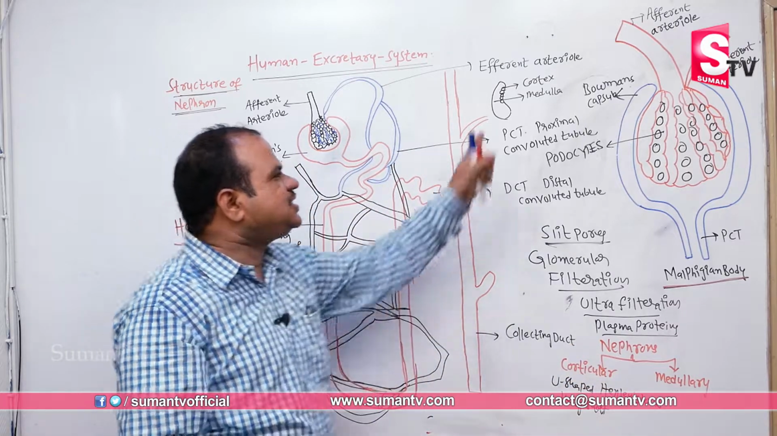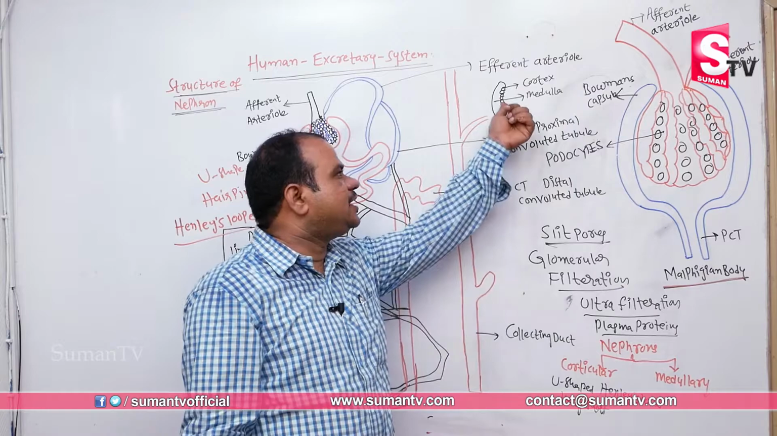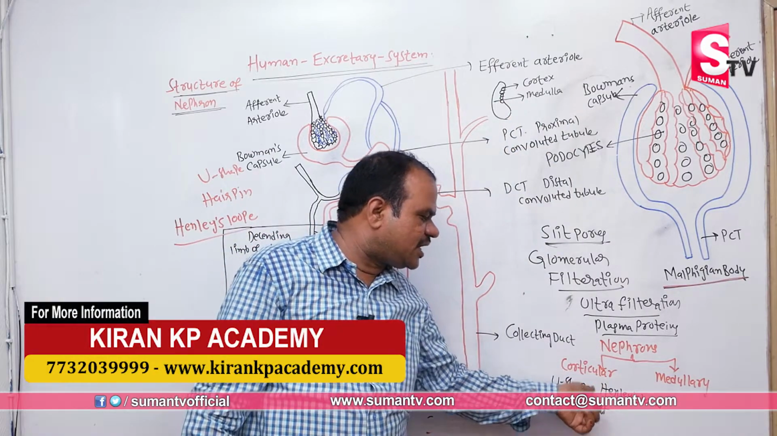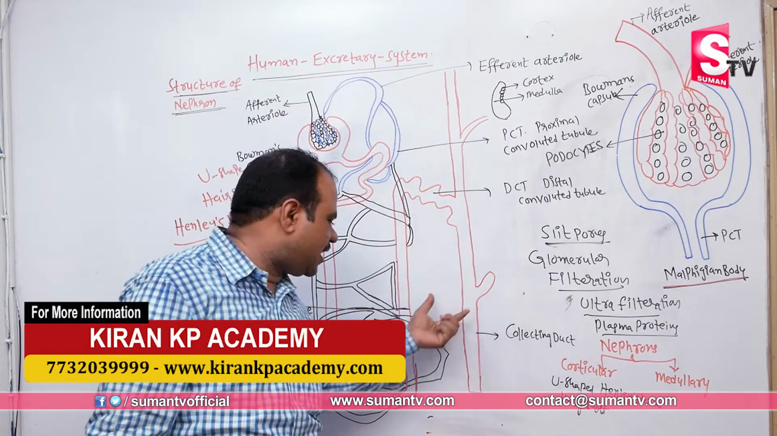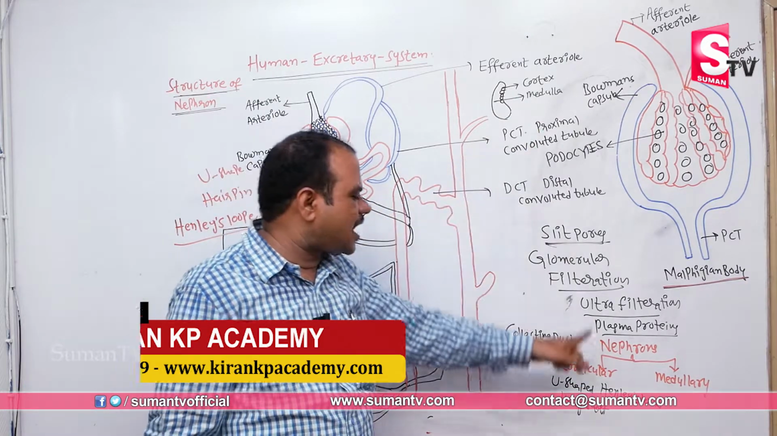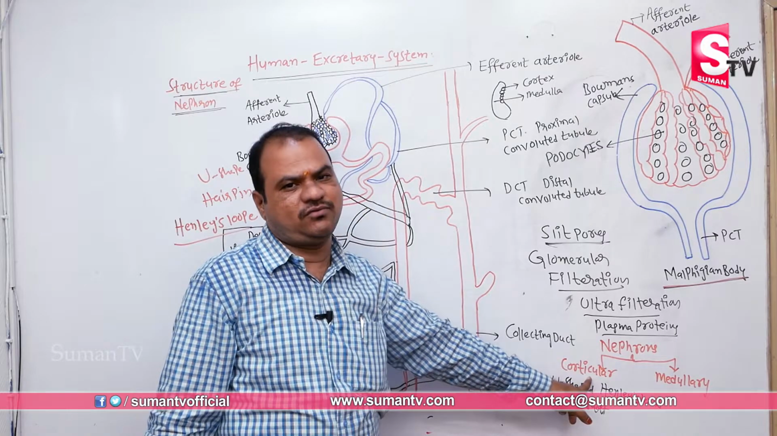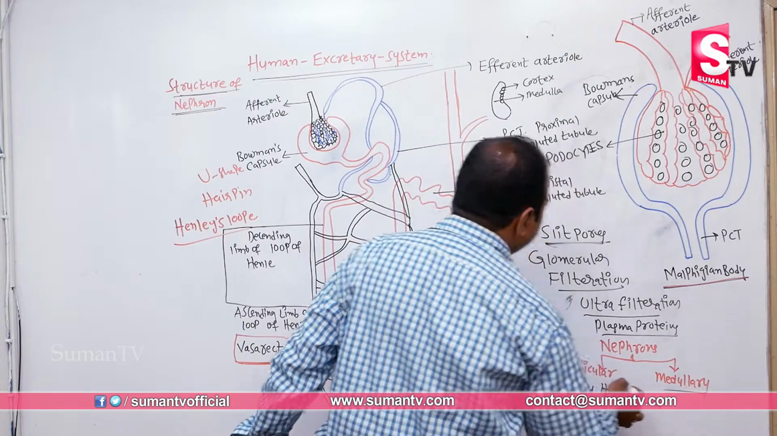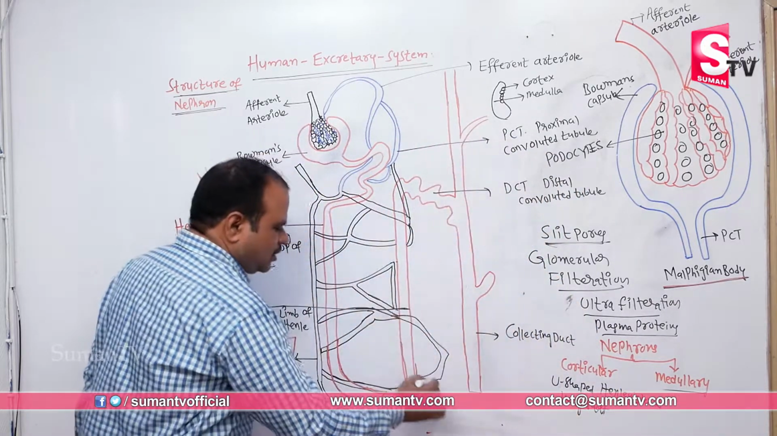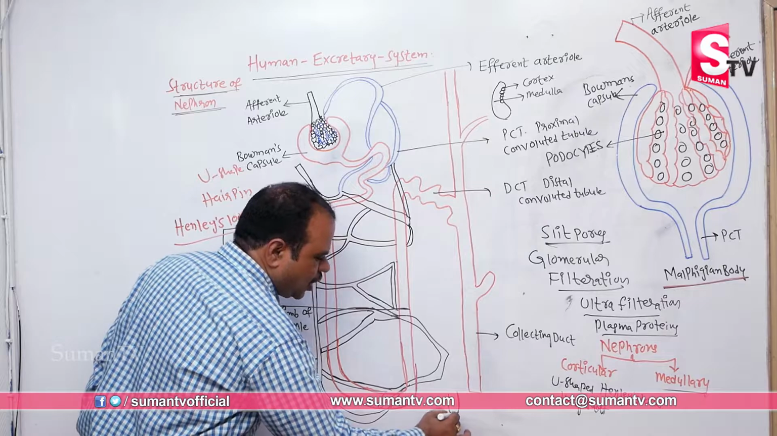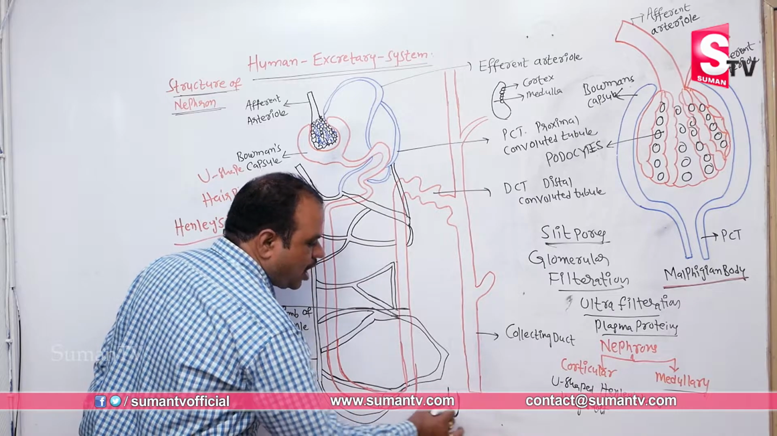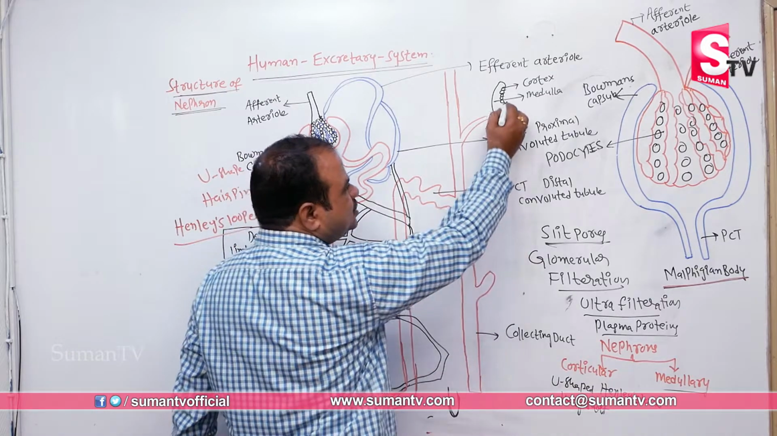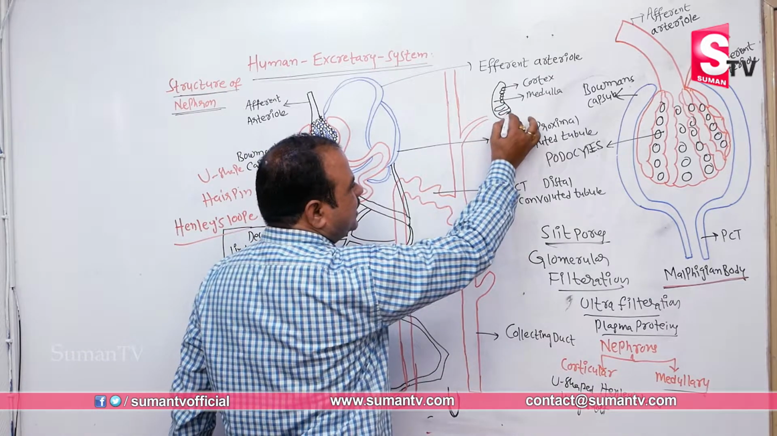So they can lead into only the cortex region. Short Henle's loop nephrons are normally called cortical nephrons. Some of the nephrons have a longitudinal U-shaped Henle's loop, and they lead up to the medullary region.